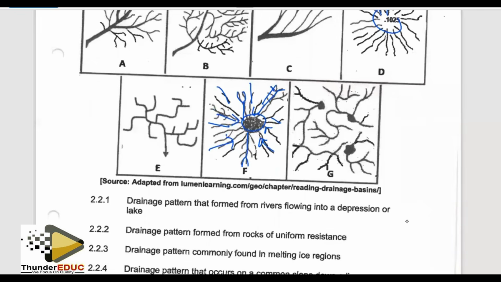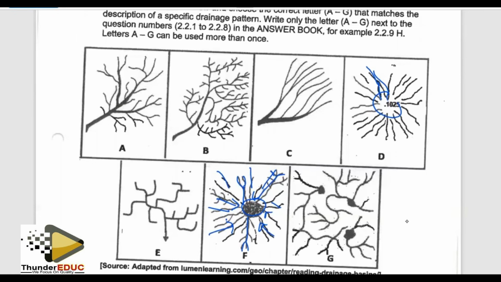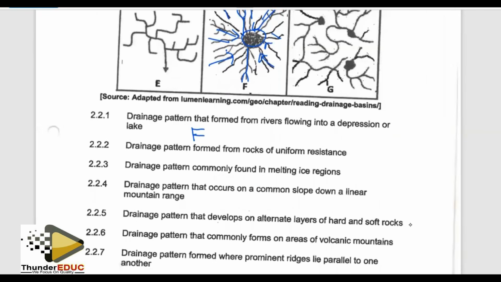That's why 2.2.1 will be F. A drainage pattern formed from rocks of uniform resistance. We know that's going to be dendritic, which could be typical of A, because it looks like dendritic. Even I think it's not dendritic. Take A, as well take C. But the most appropriate one will be A.